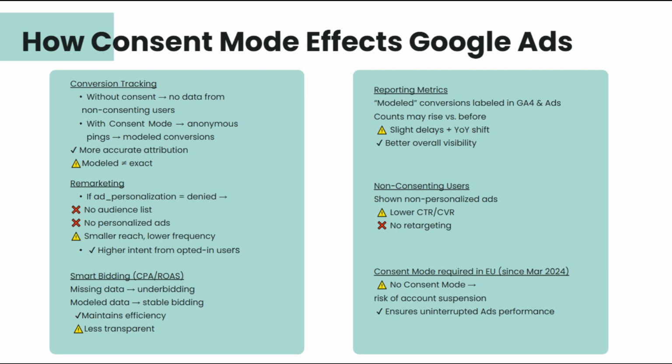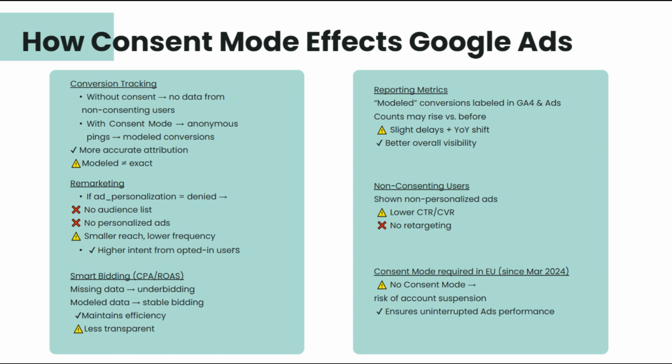Use first-party data and other strategies. Because remarketing pools may shrink, invest in first-party data strategies. This includes things like customer match, uploading your own customer email lists, or encouraging users to log in or provide info so you can target them with consented first-party identifiers. These are not hindered by consent mode because if a user logs in and consents to your terms, you can use their data within those terms.